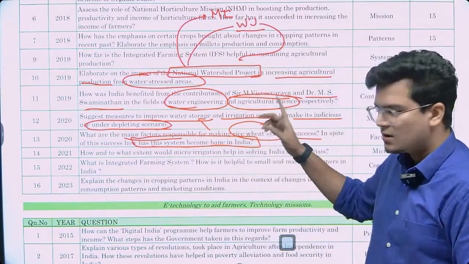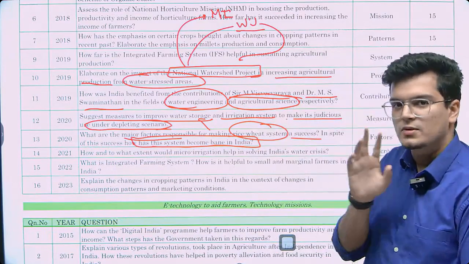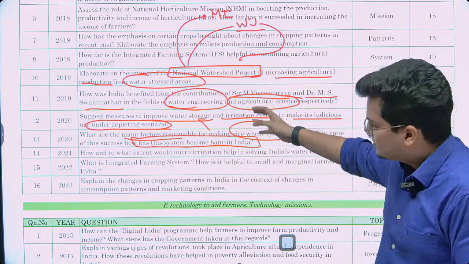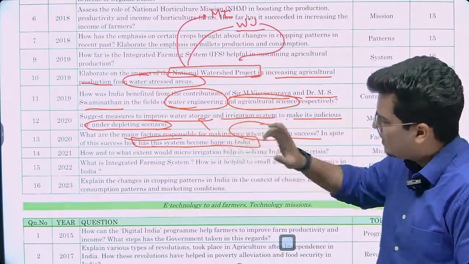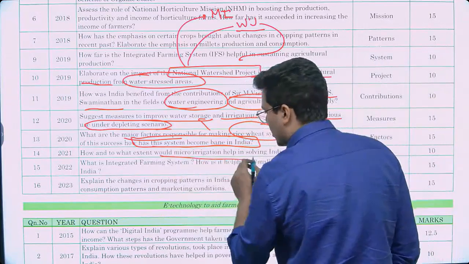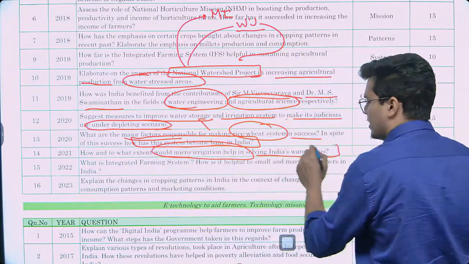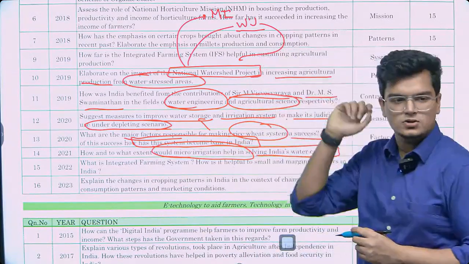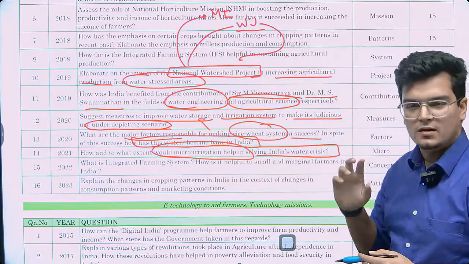अब देखो, ये question repeated है. We have already been asked a question on rice wheat system. It is a similar question. 2021 is also the repeated question. How and to what extent micro irrigation would help in solving India's water crisis? Micro irrigation ऊपर भी आ चुका था, तो repeated topic पूछा है.